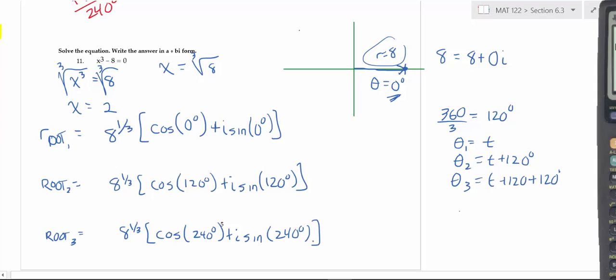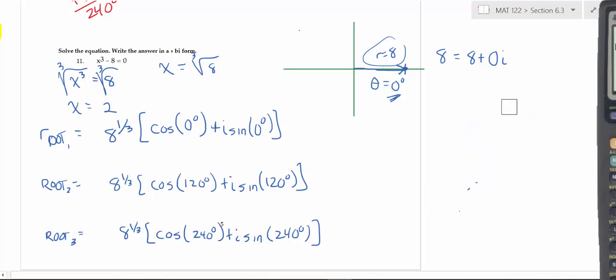Now, in terms of the trigonometric form, we're already done. So we're going to take this to the a plus bi form, and we're going to do a couple of unit circle things, of course. So when we do this next step, we're going to have 8 to the 1/3 is 2. Cosine of 0 is 1. Sine of 0 is 0. So we end up getting 2 plus 0i, or just 2. So our first root is 2. We already knew that one.